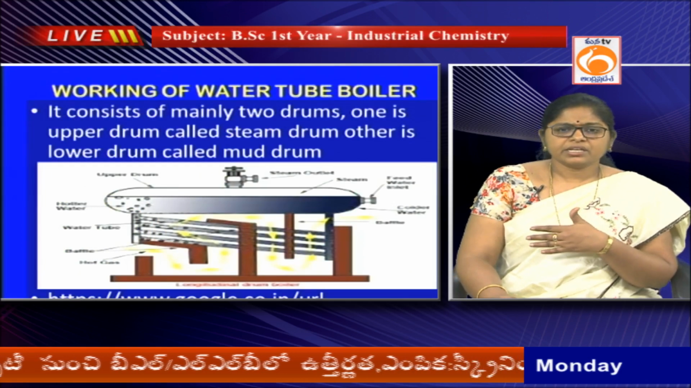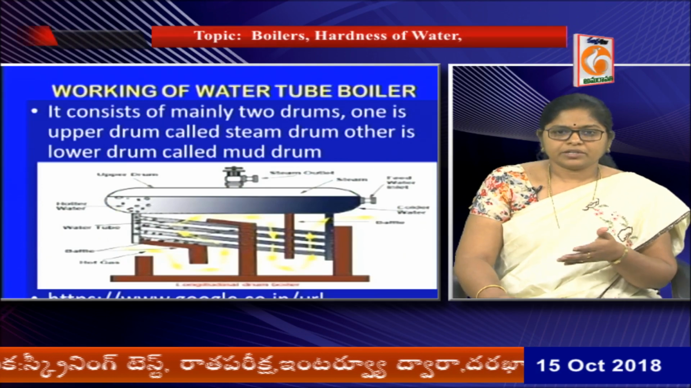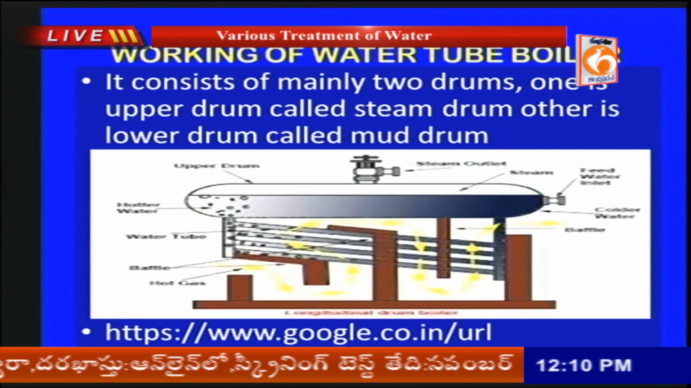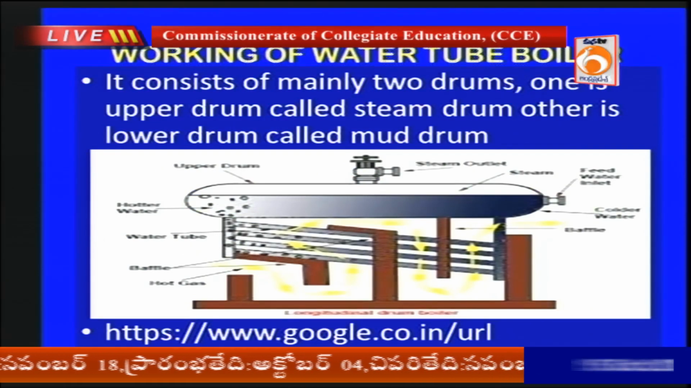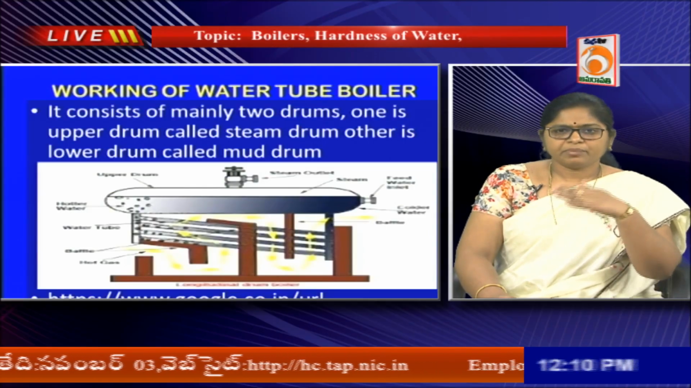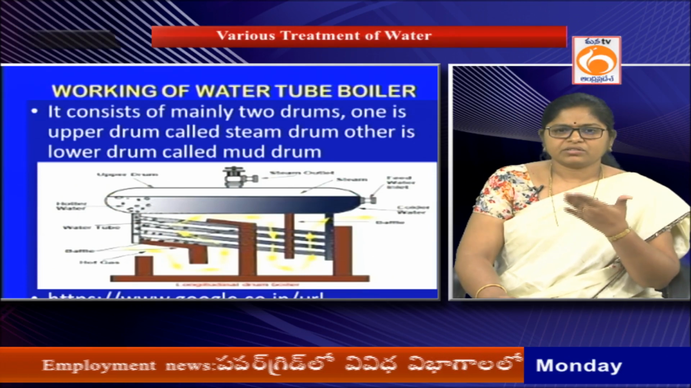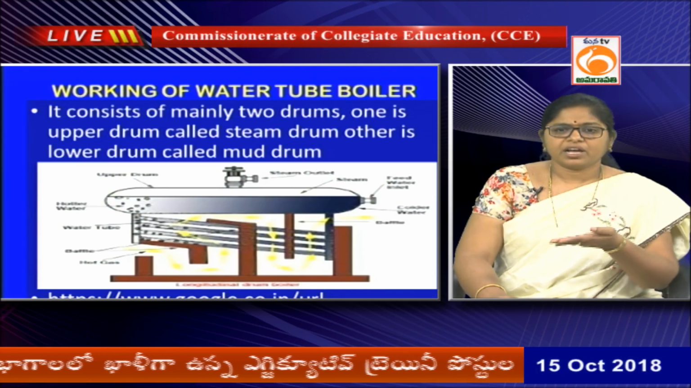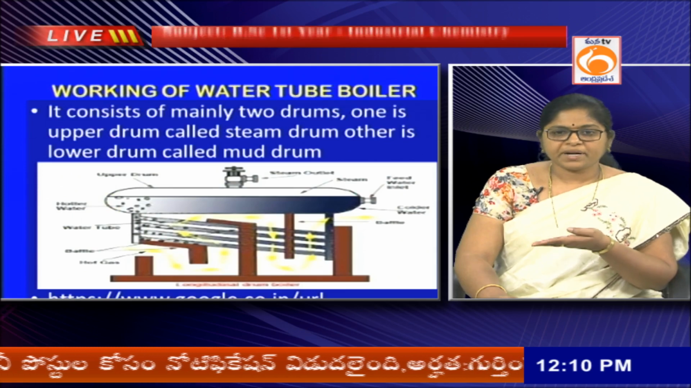Now let us see the working of water tube boilers. A water tube boiler consists mainly of two drums, an upper drum and a lower drum, as shown in the figure. The lower drum holds water below, and above that steam is present. The upper drum holds the steam, and below it the water is what we call the mud drum.